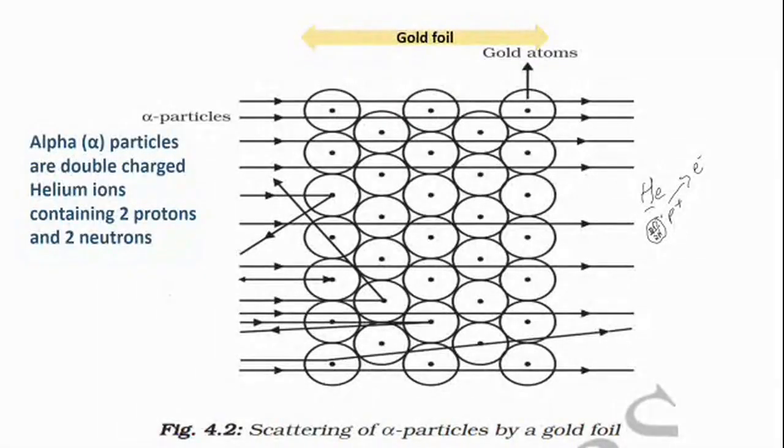So if you go back here, see these, what does this indicate? The alpha particles are going, so there is an empty space. Most of them are just going straight. So that shows that within the atom, there is a lot of space.